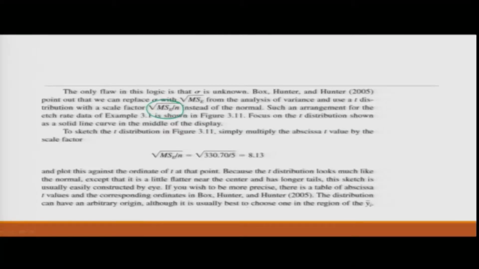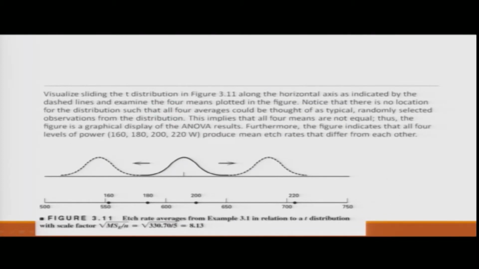So, this sketch is usually easily constructed by the eye. If you want to be more precise, there is a table of the abscissa t values and the corresponding ordinates. The distribution can have an arbitrary origin, although it is usually best to choose one in the region of y bar i. and do the calculations accordingly.